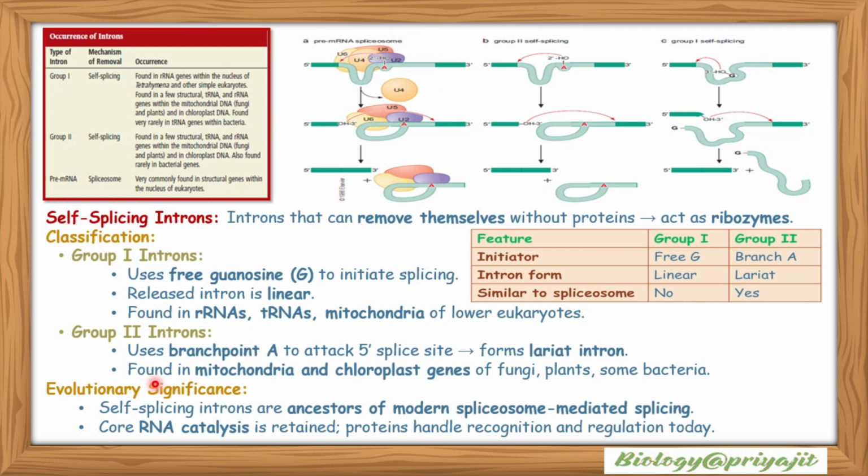So what is the evolutionary significance of self-splicing? Self-splicing introns are ancestors of modern spliceosome-mediated splicing. This is the older process. The core RNA catalysis is retained. Proteins handle recognition and regulation today.